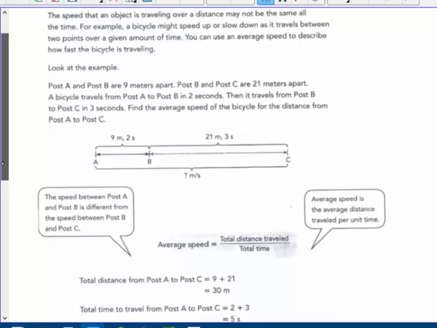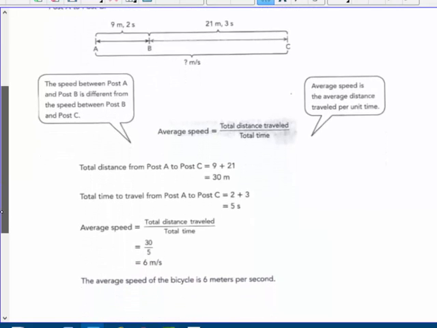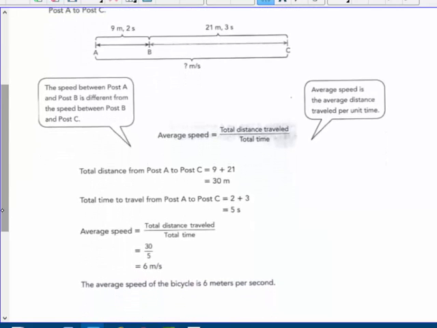The speed between post A and post B is different from the speed between post B and post C. So to find the average, take the total distance and divide it by the total time. So the total distance, the 9 and 21 makes 30. The total time, 2 and 3 makes 5. So taking our 30 and dividing it by 5, we get that the average speed of the bicycle is 6 meters per second. Now remember, speed is a rate, so you have to have both labels on rates. Meters per second. Next page.